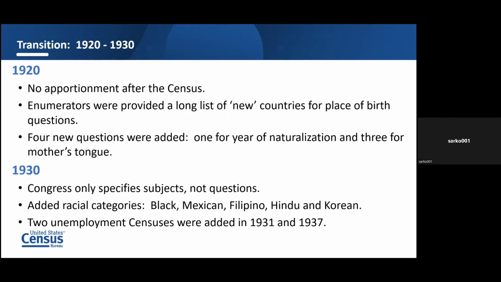Between 1910 and 1920, obviously we had World War I. A lot of the countries that existed in 1910 did not exist in 1920, and countries that did not exist in 1910 now existed in 1920. So we provided enumerators a long list of the new countries to remind them.